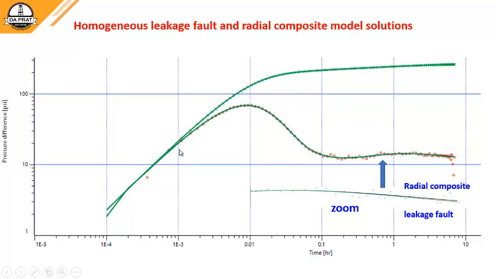Other than that, this is quite classical: wellbore storage signature, transition, and then radial flow. And then there is this deviation here that could be a result of having a radial composite reservoir or a homogeneous one with a leakage fault as a discontinuity.